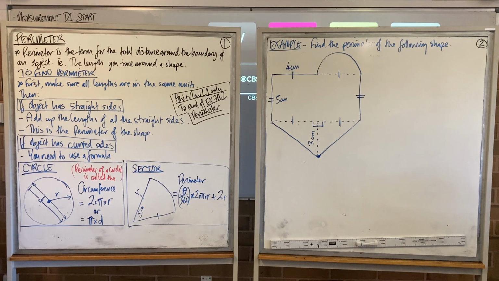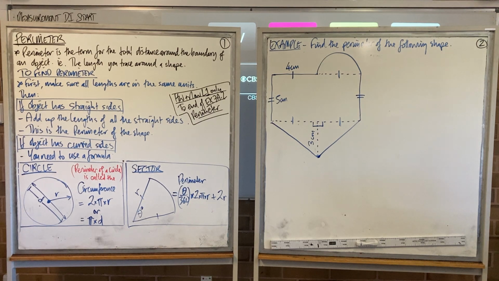Triangle, pentagon, etc. To find perimeter, there's two ways that you need to do it. One of them really you shouldn't need on your cheat sheet, but I'll teach it to you anyway. Firstly, you need to make sure all the lengths are in the same units. Because if you've got 100 centimeters and then one of the sides is 2.4 meters, if you add 100 and 2.4, your answer is going to be way out. Convert everything to the same units. Now, if the object has straight sides, just add up the lengths of all the straight sides. That's all you need to do. This is the perimeter of the shape.